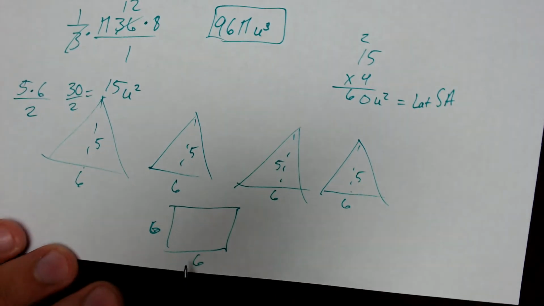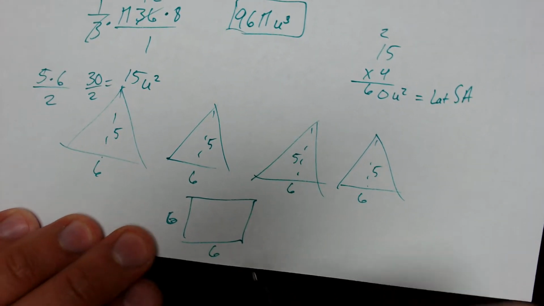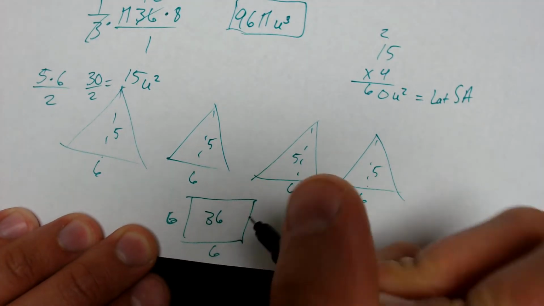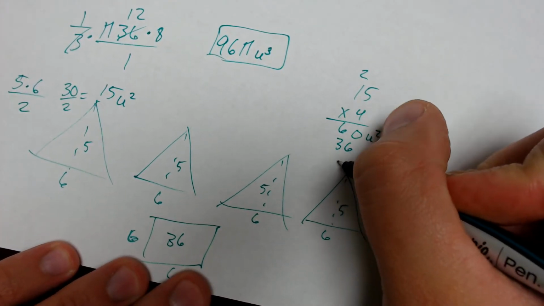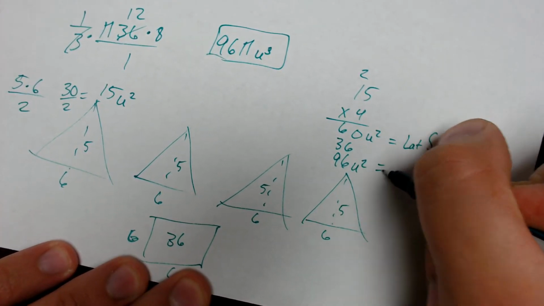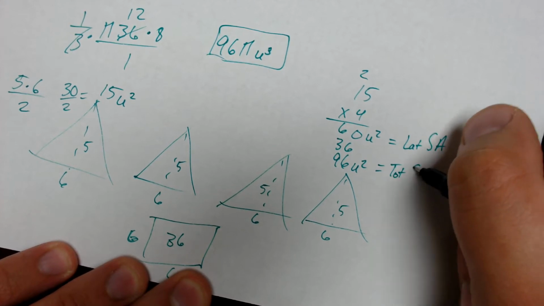And then if I want to find the total surface area, all I do is I add the area of the base. So 6 times 6, 36. 60 plus 36 is 96 units squared. That equals total surface area.